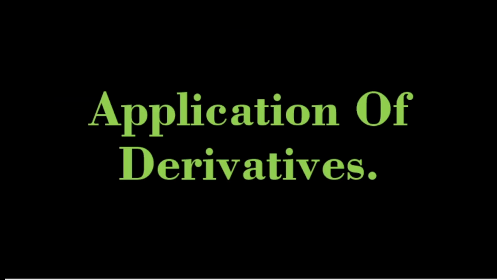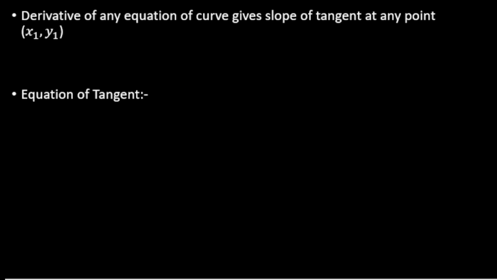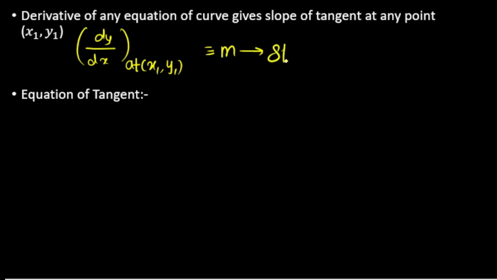Now let us begin with the application of derivatives chapter. So in this chapter, firstly we are starting with: the derivative of an equation of a curve gives the slope of the tangent at any point x1 comma y1. It means dy by dx at point x1 comma y1 is equivalent to m, which is the slope of the tangent.